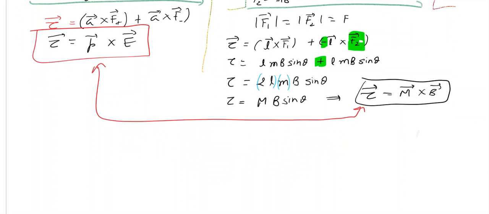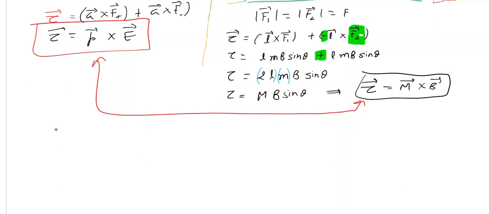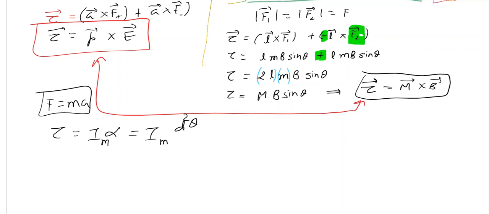Now, if I consider the torque as I alpha, earlier in 11th standard you must have studied that just as we have F equal to ma in Newton's second law, in rotational motion your torque is equal to I alpha. What is I? Moment of inertia. So we denote it with Im. We can write this as Im d2 theta by dt square, isn't it? So now I use this formula for small angles. When the angle is small, this MB sine theta can be written as MB theta.